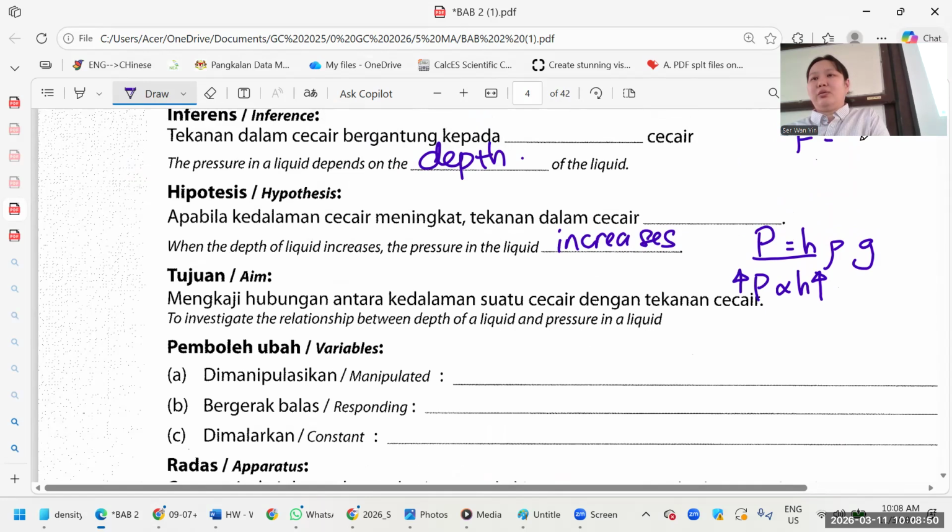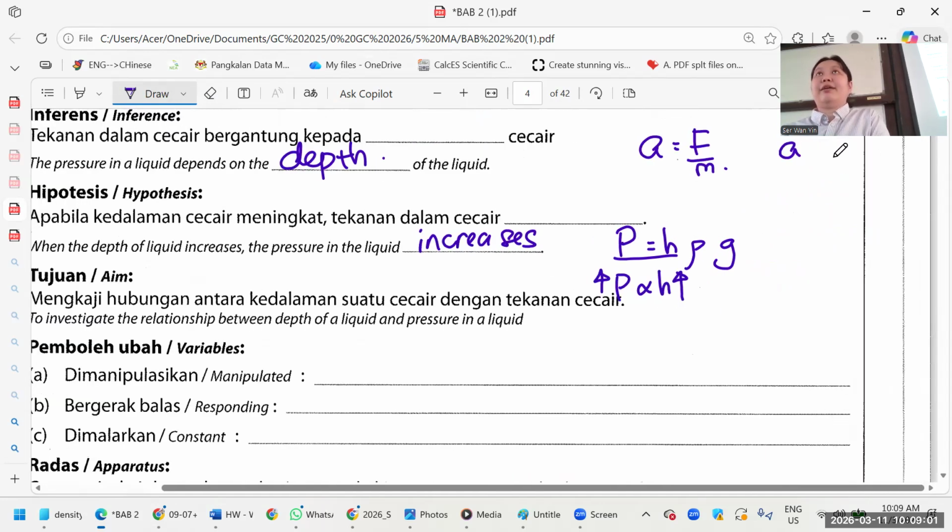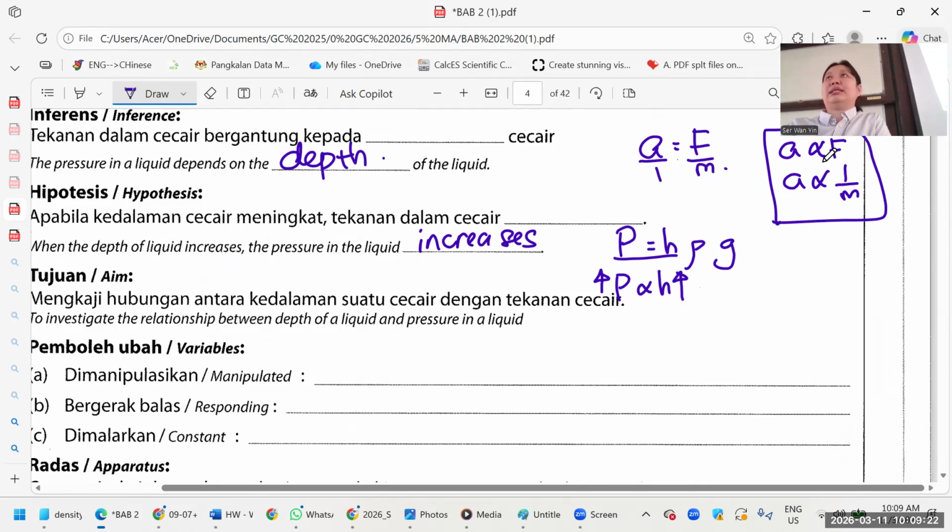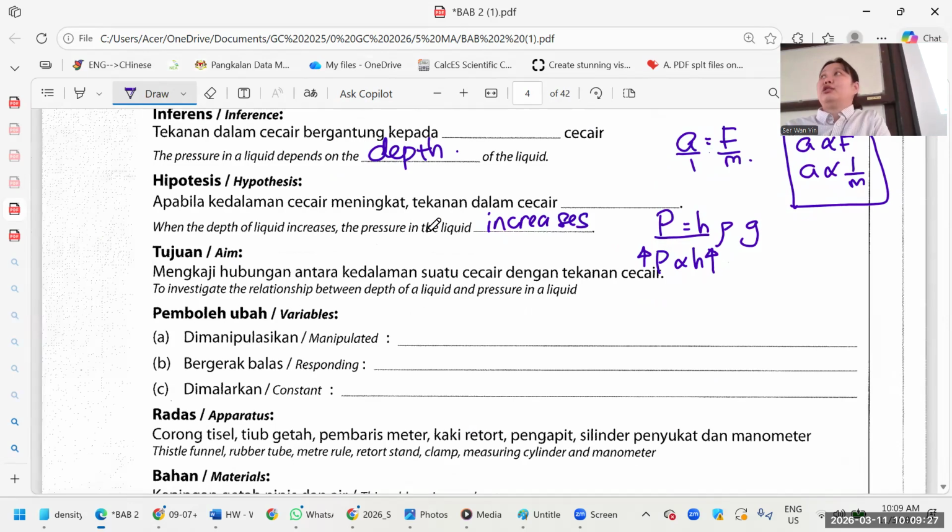And tell me, F equals to, sorry, A equals F over M. Tell me the relationship between A and F. Directly proportional. What is M? How do you represent it? So now if you look back to your Form 4 Chapter 1, it will feel easy. Chapter 1.